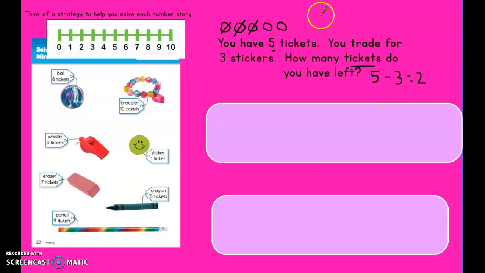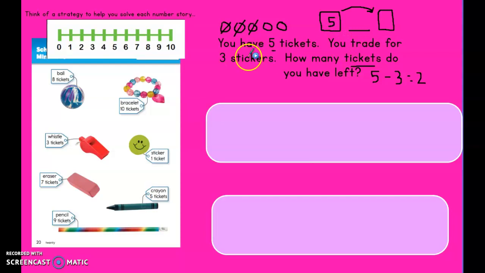Now, if you remember, we also did the change diagrams. So some of my friends, they actually prefer that one. So just in case that might be you, let's review how that would look. So again, we would look for our start number in the first box. Well, you have 5 tickets. So we started with 5.